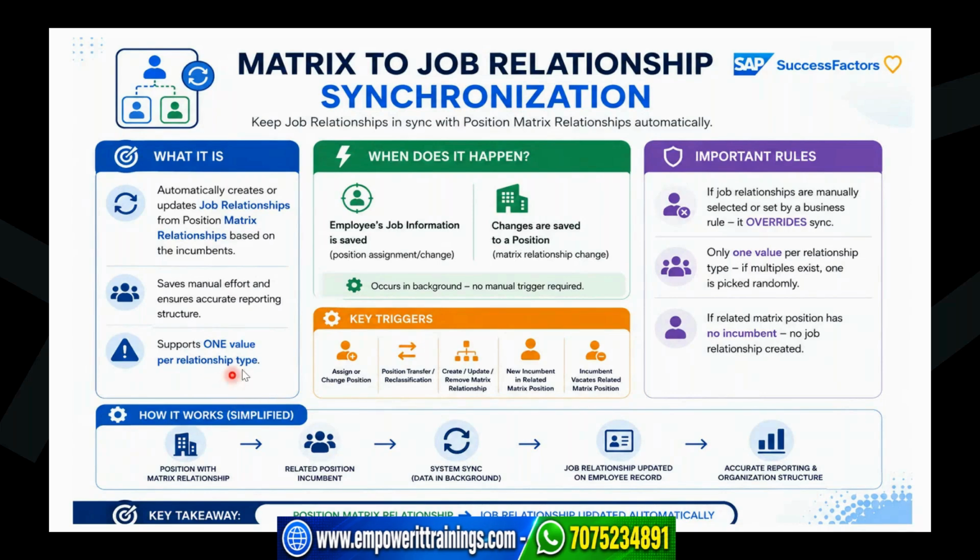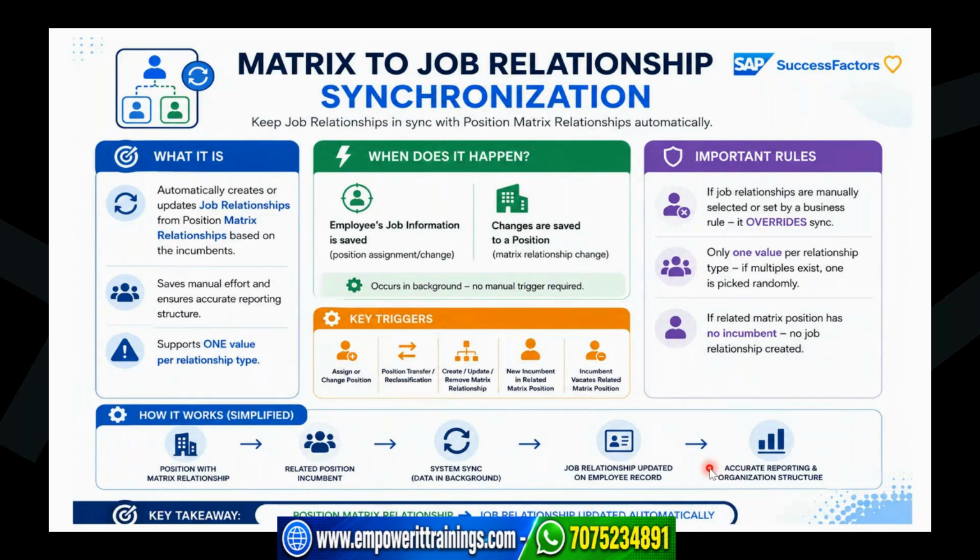How to maintain or validate this matrix relationship from position to job relationships? First, you have to go to position. You have to identify a position with the matrix relationship. Then, when you assign a particular position to the incumbent, the system automatically checks what type of HR manager position we identified and who is the incumbent of that position, and it creates a job relationship with that incumbent. So this is going to ensure that we have accurate reporting and organization structure.